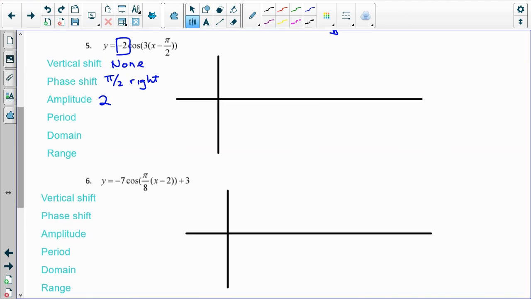It's going to be vertically flipped, essentially. So instead of cosine starting on top, it's going to now start on the bottom. And actually, my graph looks pretty good there, so I'm not going to erase it and do it again. My period is normally 2 pi, but I'm going to divide it by what my b is. So my period is 2 pi over 3.